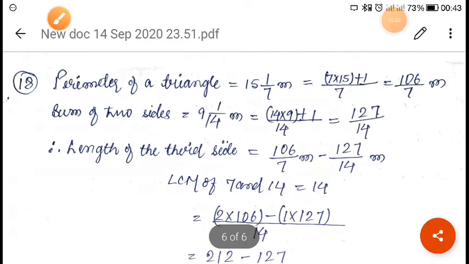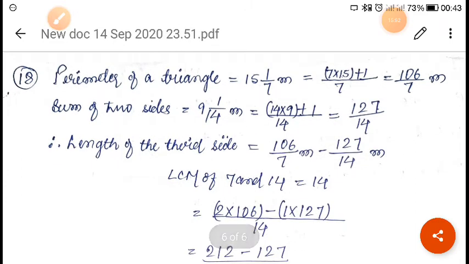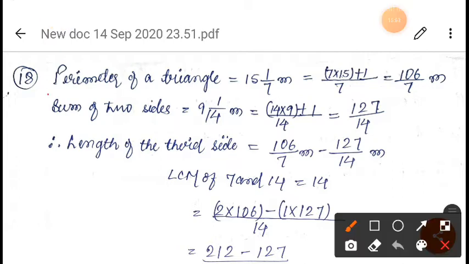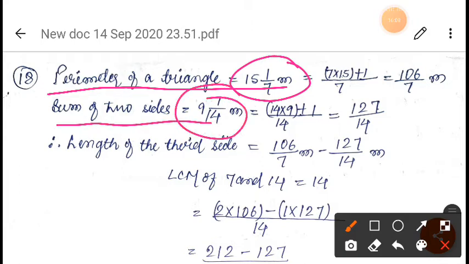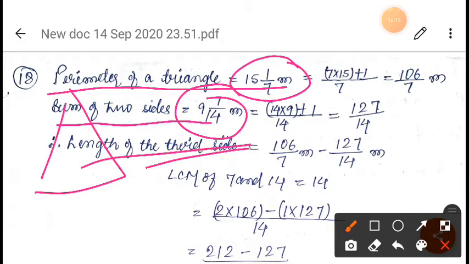Now next is question 18. The perimeter of a triangle is 15 1 by 7 meter. If the sum of two sides is 9 1 by 14 meter, we have to find out the third side. So how can we find it? As you know, in a triangle, the perimeter is the sum of all sides. This one plus this one plus this one will be the perimeter.